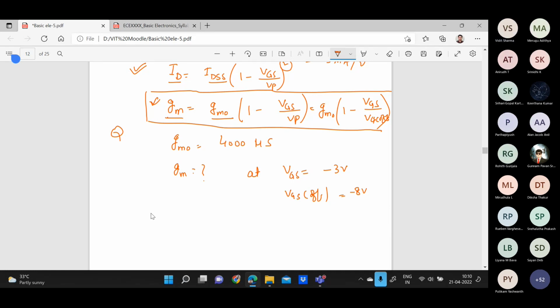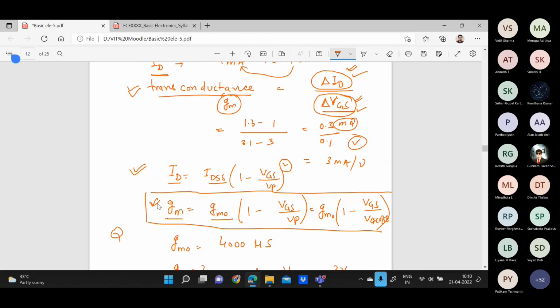Sir, could you repeat what GM basically is? Basically it's the transconductance. That means if you change your input voltage, what change you get in the output current. That is the transconductance. So its formula is the rate of change of ID because of the change in the input voltage.